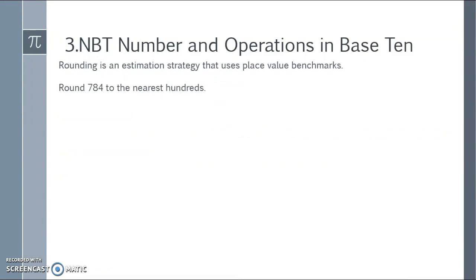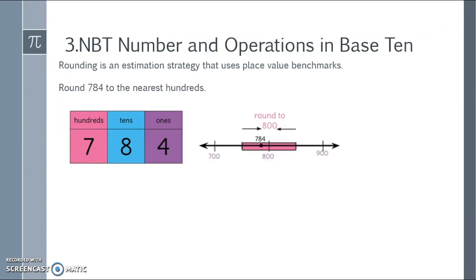Rounding is an estimation strategy that uses place value benchmarks. So when I think about the number 784 and we want to round to the nearest hundreds, looking at it in its hundreds chart would be appropriate. So I look at 784 and I've got it placed here on a number line so we can see the number. Notice that 784 is much closer to 800 than it is to 700. And notice when I'm rounding, the range in which we would round to 800 is located in pink there.